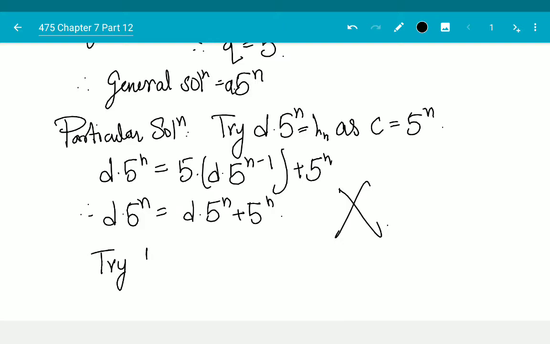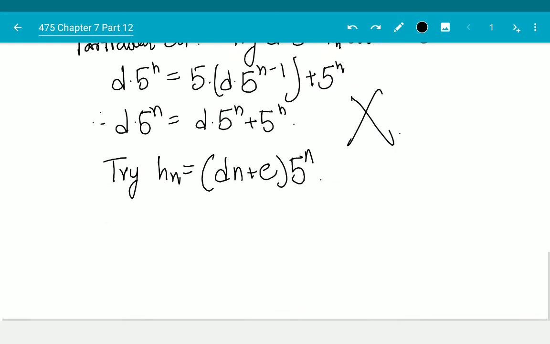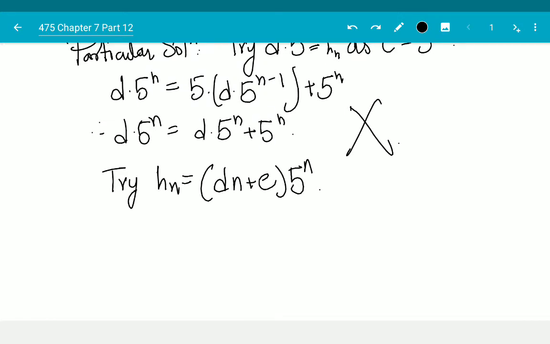Try h of n equal to (dn plus e) 5 to the n. Okay, so I have to again try something better. I have to include an n term in there, and hopefully that'll work for me. And now let us see what it does.